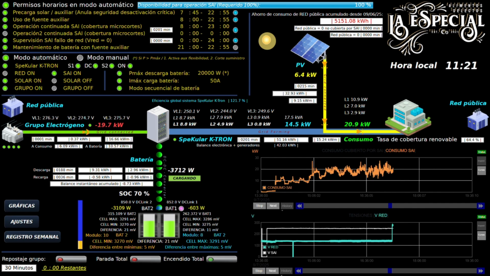As above, it is the grid built by SpeKular TRON the one that supplies the loads, and it is SpeKular TRON the one to manage and coordinate the power supply distribution from the battery and/or the auxiliary backup source. As already stated, the auxiliary backup source used will depend on the already mentioned criteria. SpeKular TRON is able to operate simultaneously with both auxiliary backup sources if needed in a specific project.